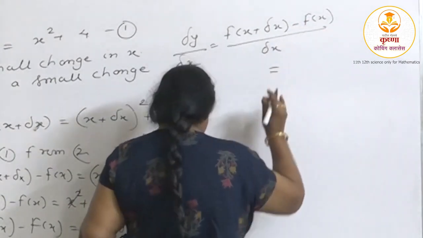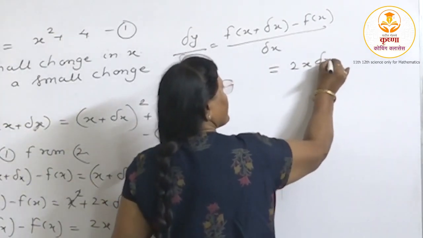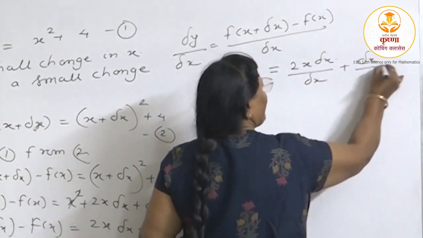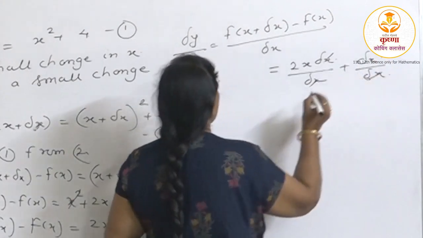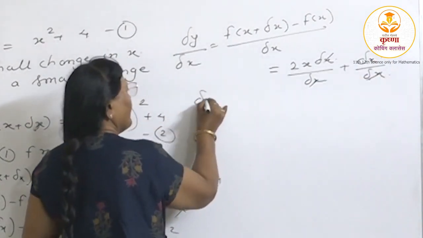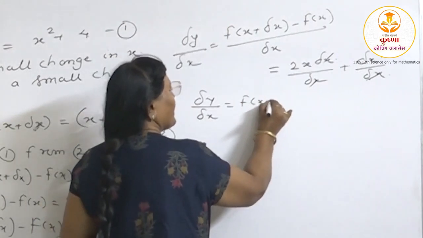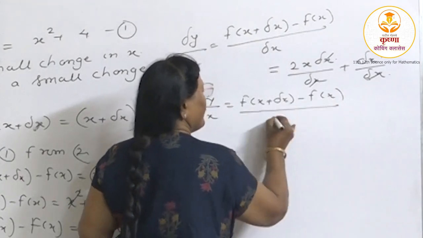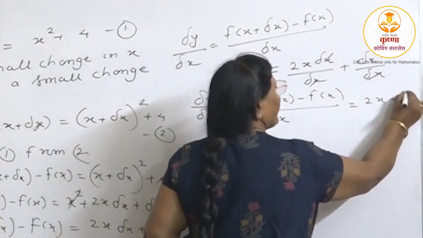Now here the two terms are there, you have to divide separately by del x: 2x del x, and again del x square divided by del x. Here del x gets cancelled, here one del x gets cancelled. Now del y divided by del x is equal to f of x plus del x minus f of x divided by del x, which is equal to 2x plus del x.